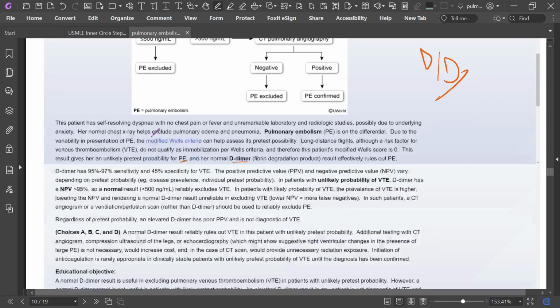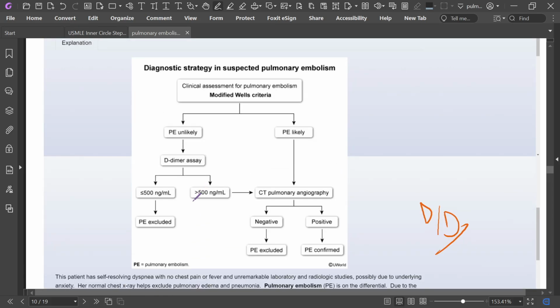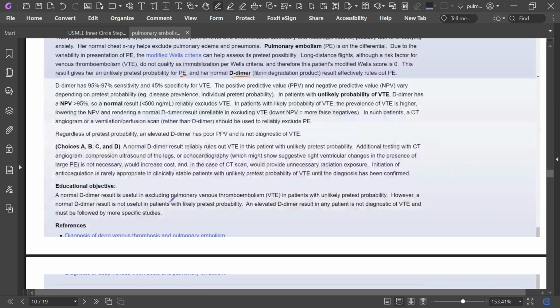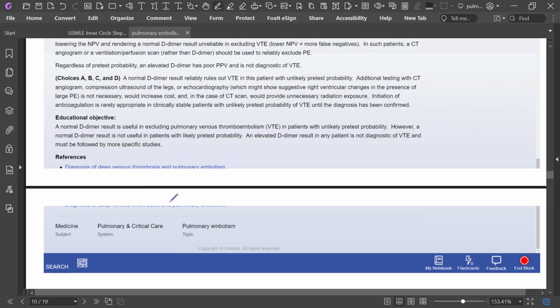That's the way of going. If you're thinking about PE, if PE is unlikely, then you should do D-dimer. If D-dimer is low, then PE is excluded. Then you should just reassure the patient.